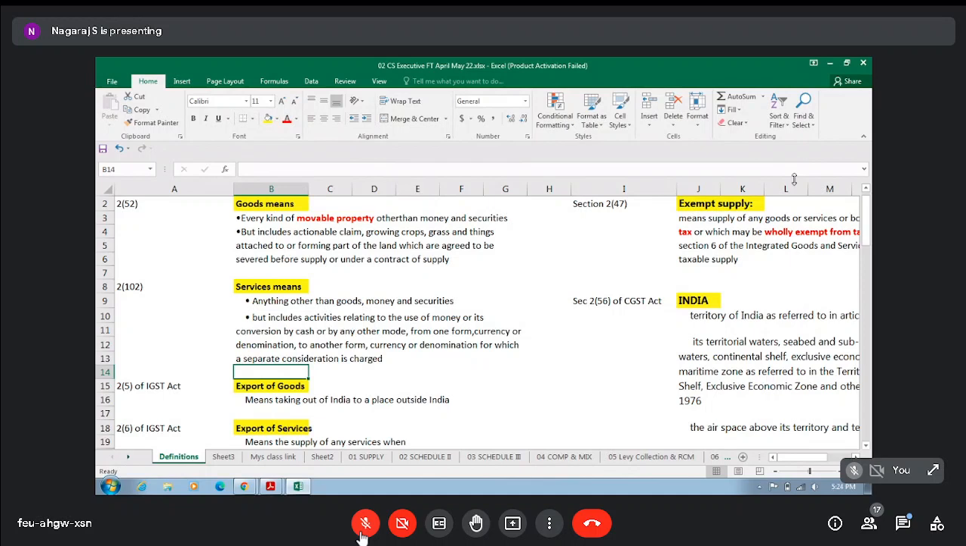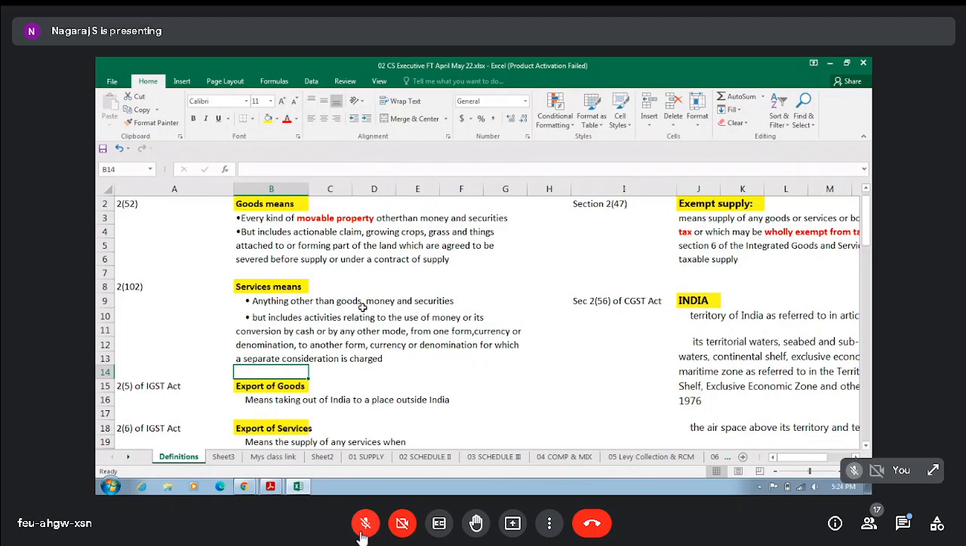Sir, can you just tell me once again about this immovable property, what you said? See, they have told initially that movable property is covered under goods. In the service definition, they told anything other than goods is service. If movable property is goods and anything other than goods is service, then immovable property will automatically get covered here. Yes. Though it is covered here, it is not service.